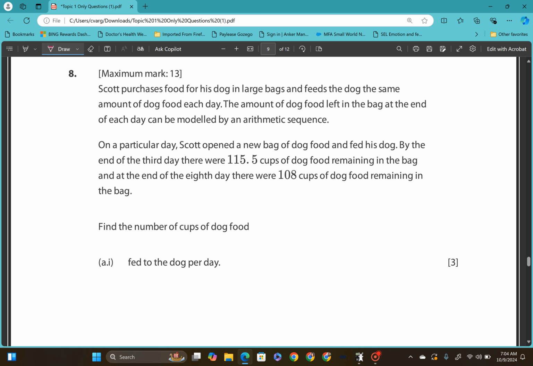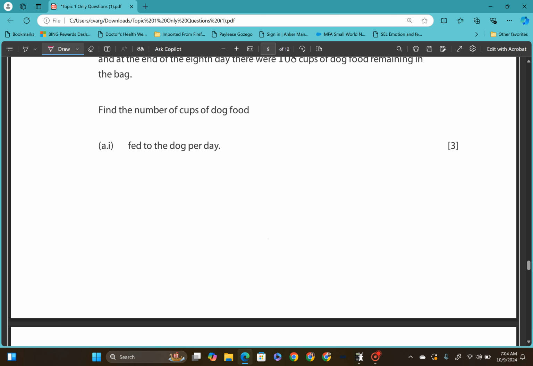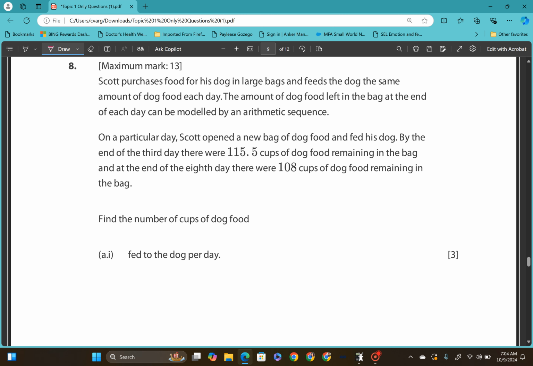Question number 8, our last question. This had multiple parts, but it's all good. It says find the number of cups of dog food. They did give us a couple of things here. They said on the 3rd day there were 115.5. On the 8th day there were 108.